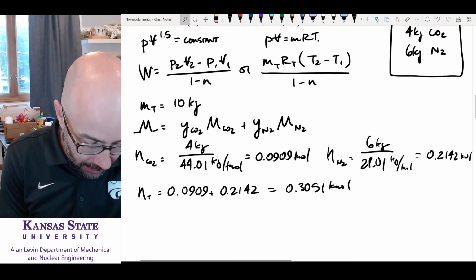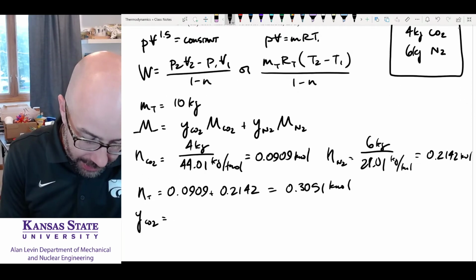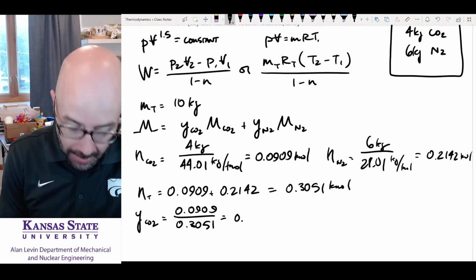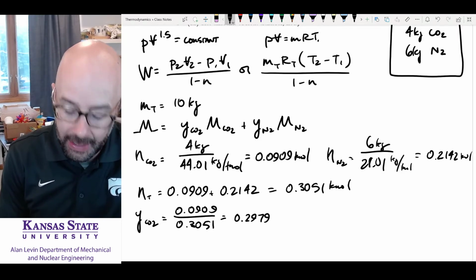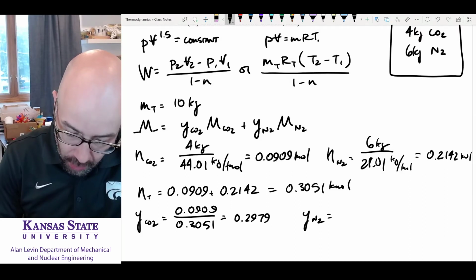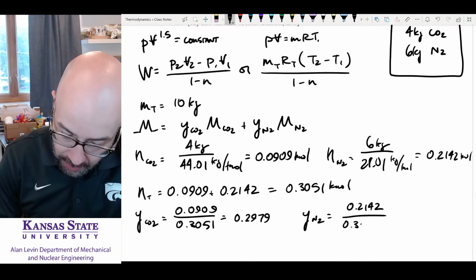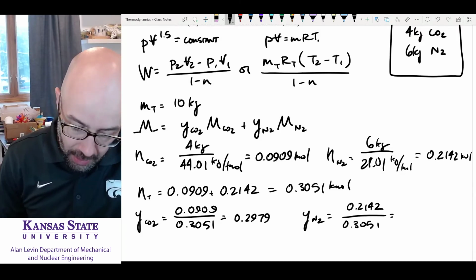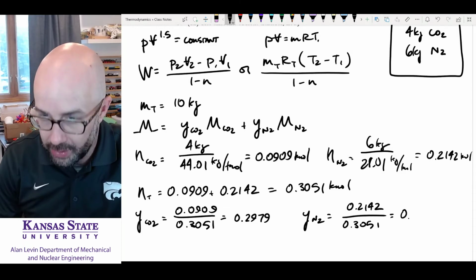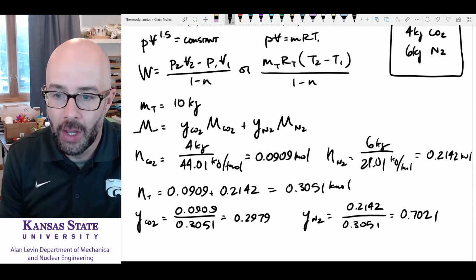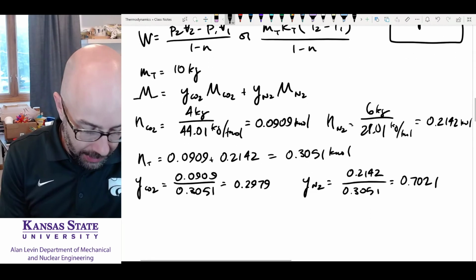Okay, now I want to find out what my mole fraction is. So my mole fraction of my carbon dioxide is going to be 0.0909 divided by 0.3051, which gives me a mole fraction of 0.2979. And my mole fraction of my nitrogen is equal to 0.2142 divided by 0.3051. This is going to be equal to 0.7021. Okay, again, you add those both up, they should equal 1. So now I can find out what the apparent molecular weight is.